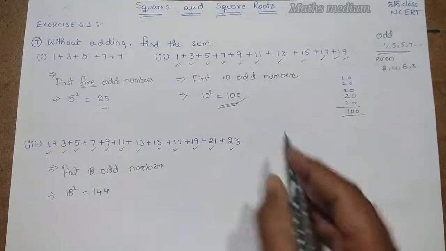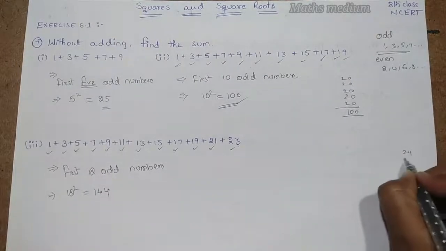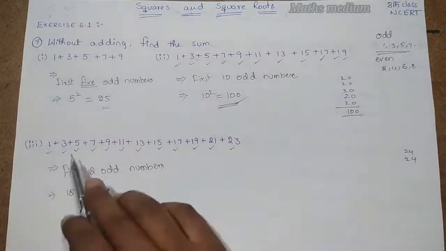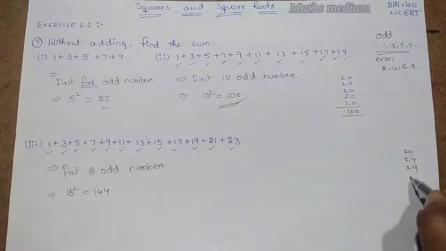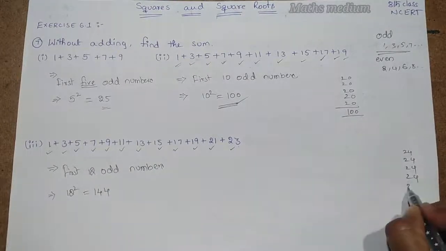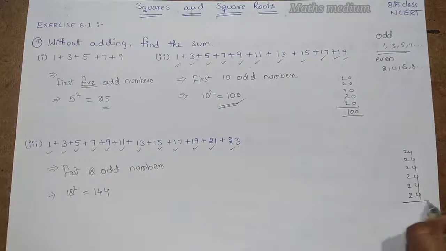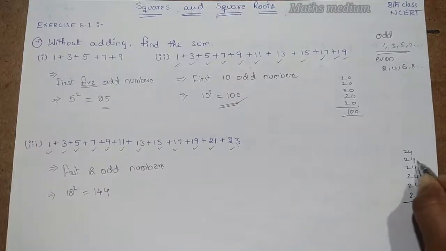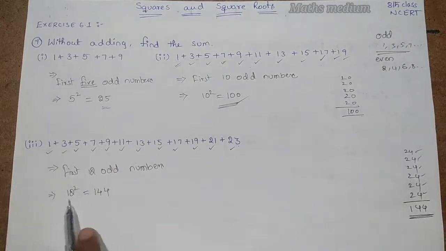1 plus 23, 24. 21 plus 3, again 24. 19 plus 5, again we get 24. 17 plus 7, again we get 24. 15 plus 9, we get 24. Similarly 11 plus 13, we get another 24. 1, 2, 3, 4, 5, 6. 6 24s are 144. It is nothing but 12 square.